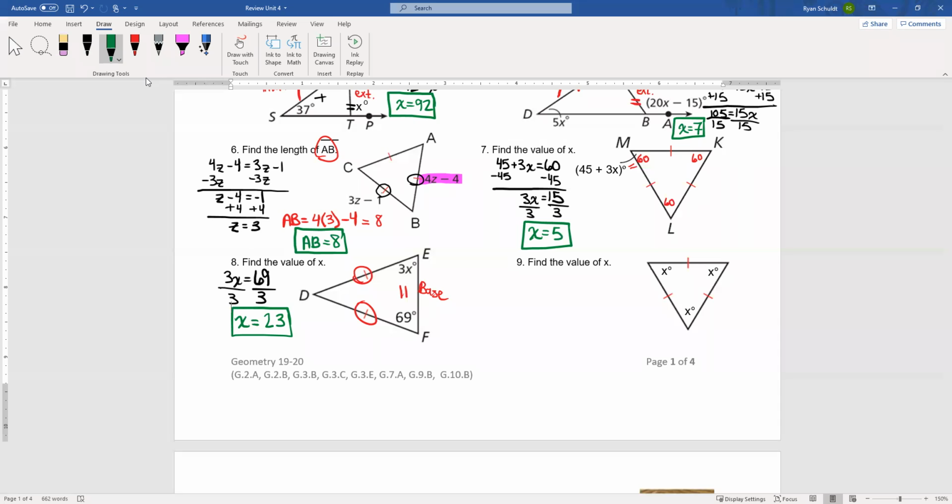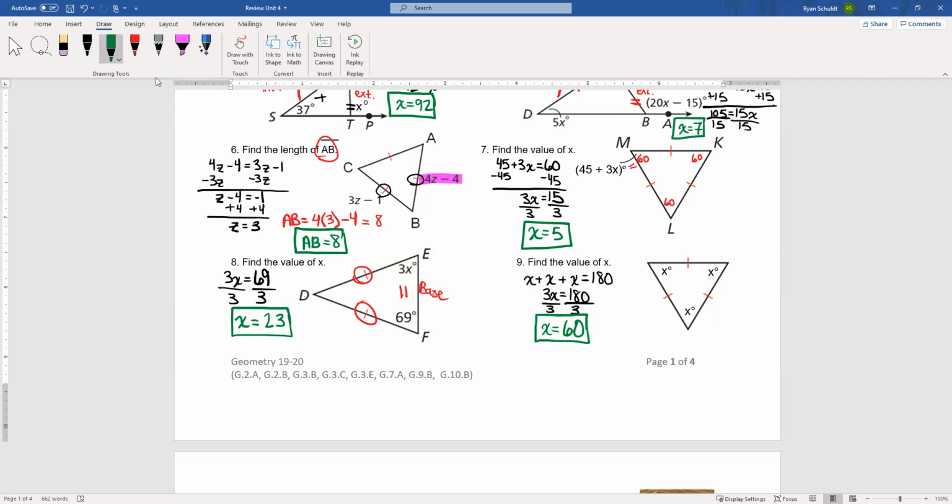Now, number 9, find the value of x. Well, what do all the angles in the triangle have to add to? 180. So let's say you didn't pick up on the shortcut here, but you knew they all had to add to 180. We could say x plus x plus x equals 180, which means we have 3x equals 180. Divide by 3, and we get x equals 60.